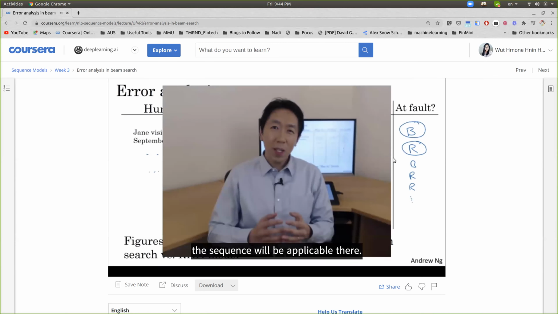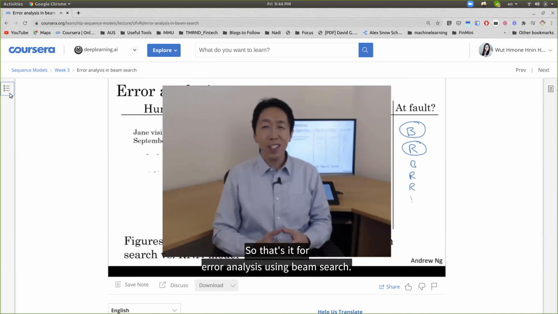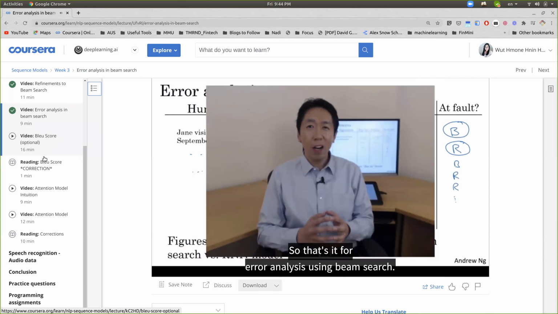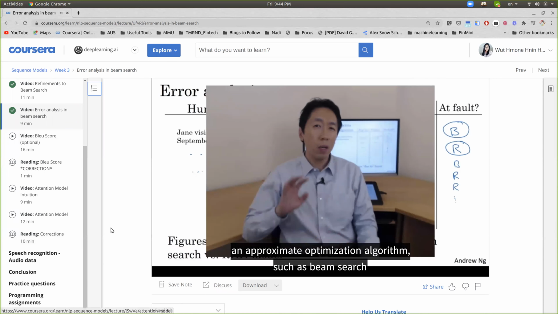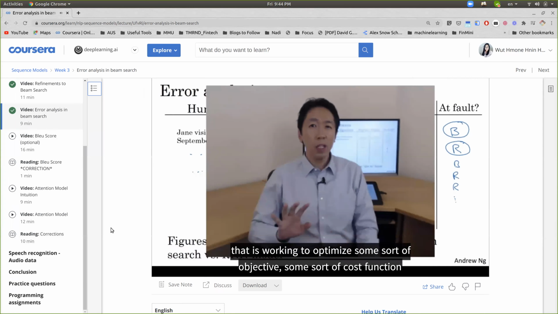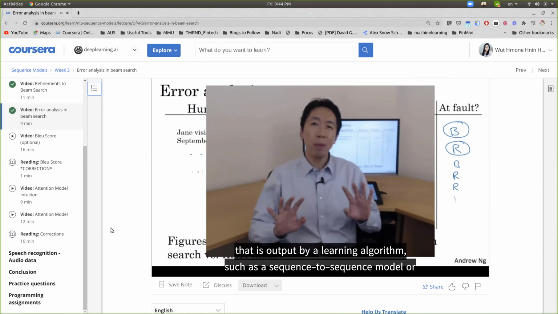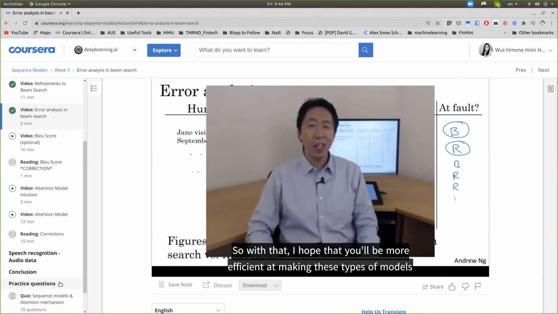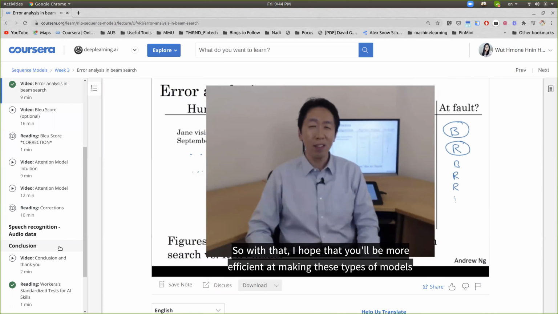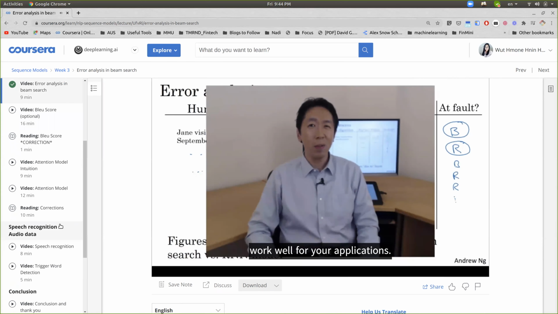So that's it for error analysis using Beam Search. I found this particular error analysis process very useful whenever you have an approximate optimization algorithm, such as Beam Search, that is working to optimize some sort of objective, some sort of cost function that is output by a learning algorithm, such as a sequence-to-sequence RNN model, that we've been discussing in these lectures. So with that, I hope that you'll be more efficient at making these types of models work well for your applications.